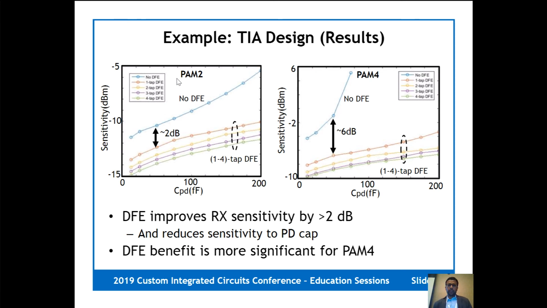And so here I'm showing results for PAM2 and PAM4, showing that in both cases, at least in this example, a one-tap DFE does give you significant benefit, meaning the bandwidth reduction is actually a reasonable price to pay for the noise improvement you get from a DFE. But basically the idea is, rather than focusing on the actual results, to illustrate what the models enable and how they guide the circuit design decisions.